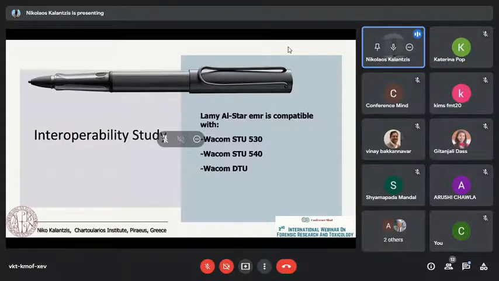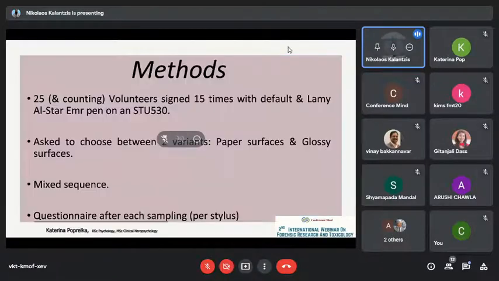The other thing that was of interest for us from a forensic point of view and a practical point of view was the behavior of the signer, of the writer, when operating such a stylus versus the default stylus. And this is where we decided to construct an experiment in order to measure the satisfaction rating from the aspect of the writer.